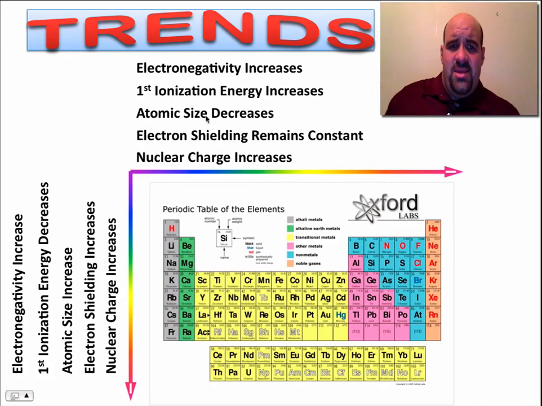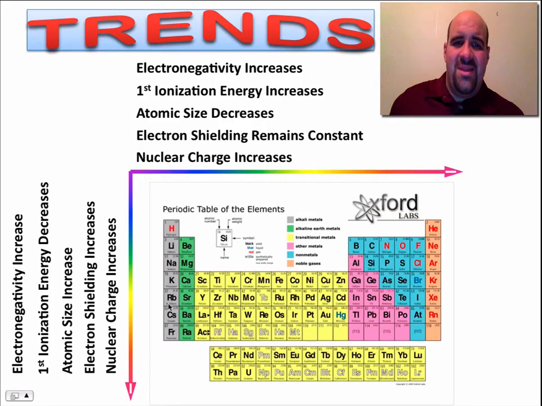So if we look at our trends, we're adding trends to this now. Now we have 5 trends going each way. Electronegativity increases as you go across the periodic table. It becomes easier to grab an electron, to acquire an electron. Or atoms are more attractive. They have a tendency to be more attractive towards electrons as you go across.